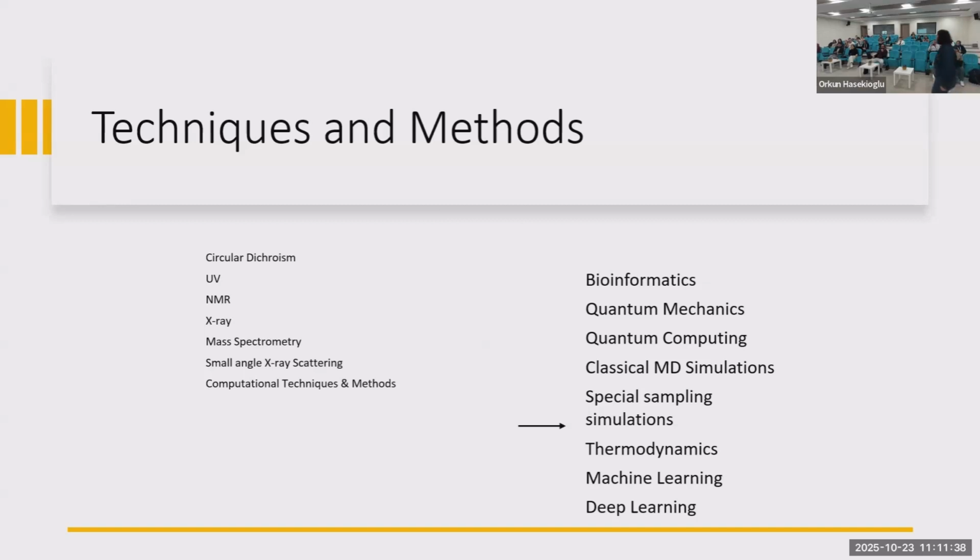Now, regarding these techniques and methods, how do you measure the structure of a protein? With which experimental technique would you measure the structure? X-ray. X-ray. And what else? NMR. Cryo-EM.